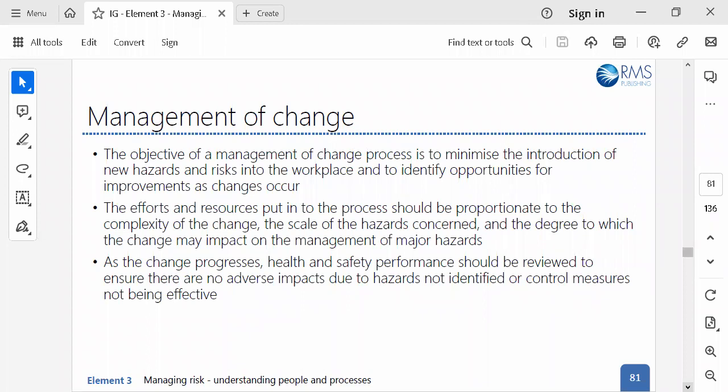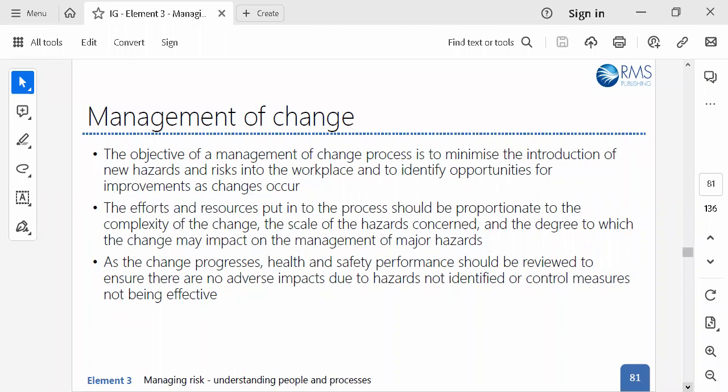That's very important. The efforts and resources put into the process should be proportionate to the complexity of the change, the scale of the hazards concerned, and the degree to which the change may impact on the management of major hazards. As the change progresses, health and safety performance should be reviewed to ensure there is no adverse impact due to hazards not identified or control measures not being effective.